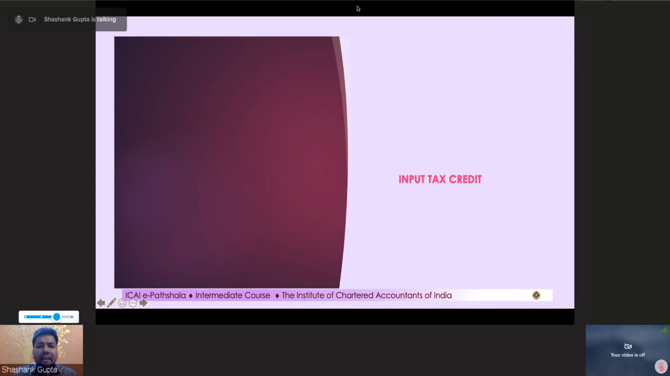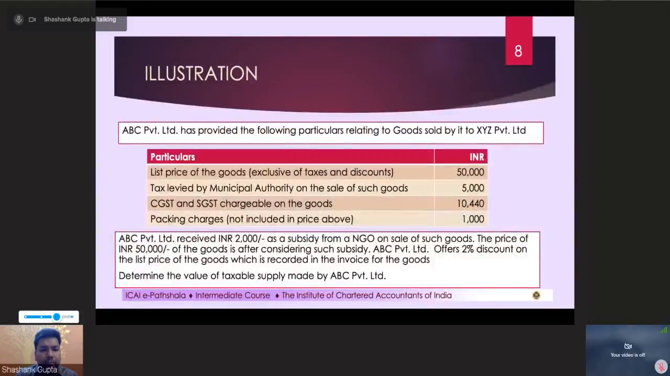So Nikita is saying subsidy is already included, so why we again add it? So subsidy is not included. It says subsidy was provided, and I believe the query, let me just see what question you are raising regarding the subsidy. So it says ABC Limited received INR 2000 as a subsidy from an NGO on sale of such goods. The price of INR 50,000 of the goods is after considering such subsidy.